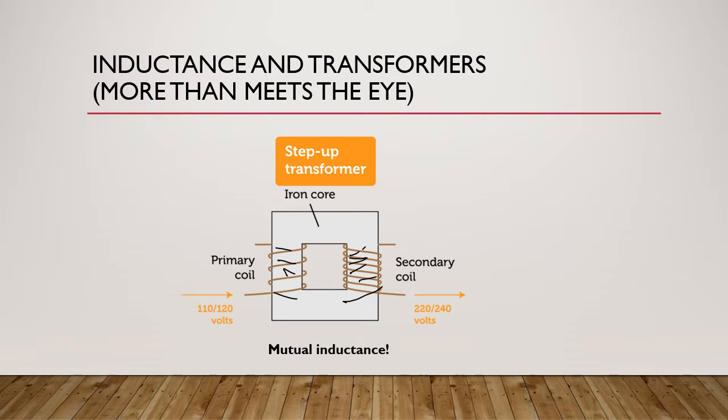That's called mutual inductance. You've got electromagnetic induction on one side, and it's going to do some inductance in the other coil. So they're linked together to make what's called mutual inductance.